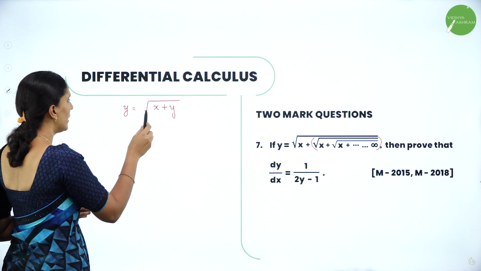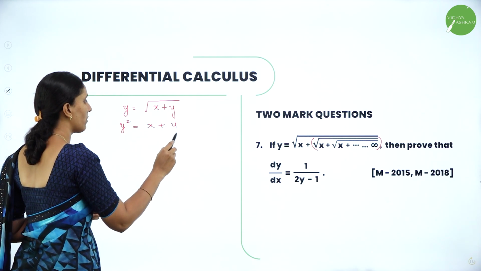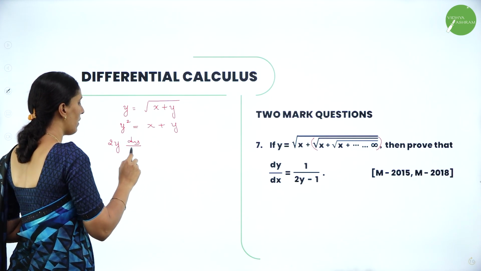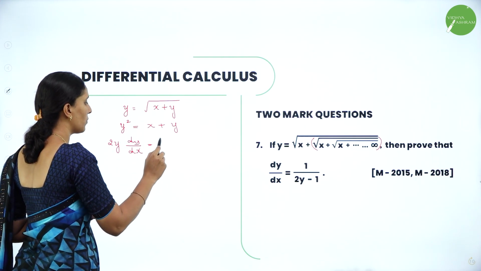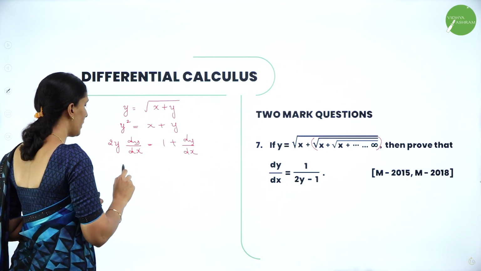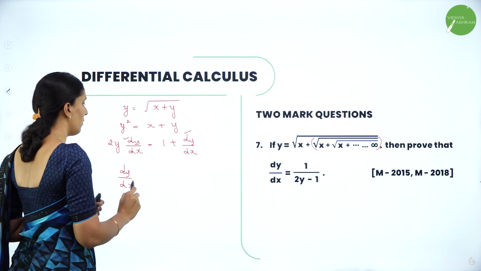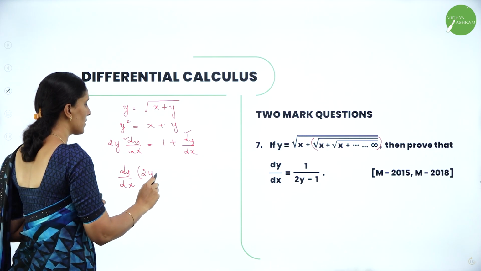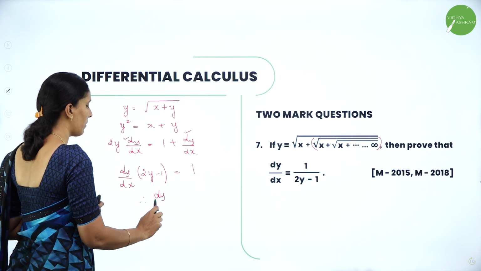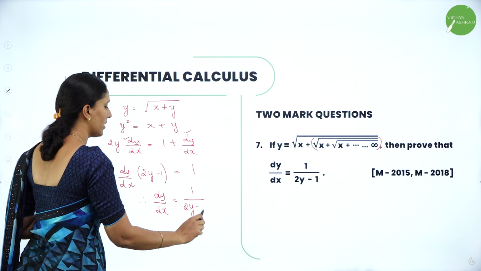So now here, squaring on both sides, we will get y square is equal to x plus y. Let us differentiate it. This is 2y dy by dx is equal to 1 plus dy by dx. So when you take dy by dx as a common factor from these two terms, you will get 2y minus 1. So here you have 1. Therefore dy by dx can be written as 1 divided by 2y minus 1.